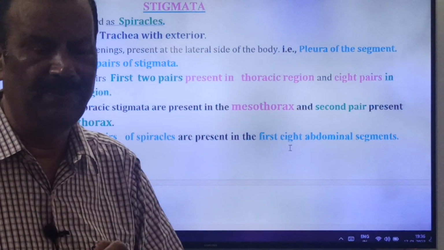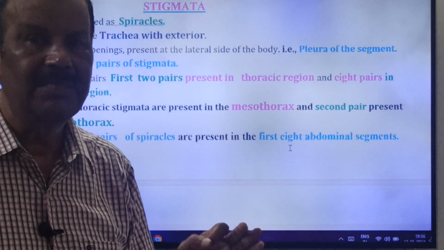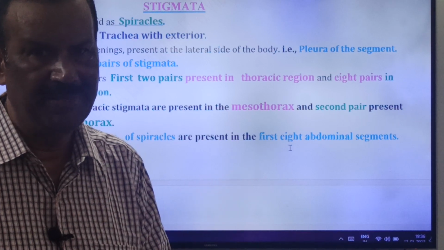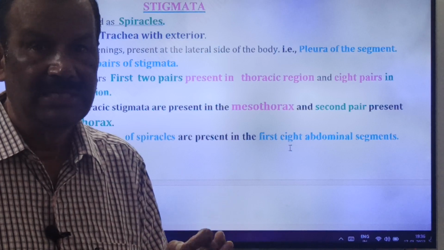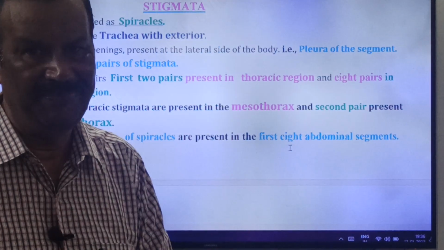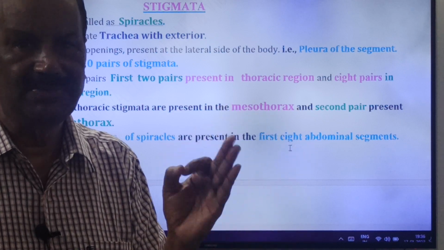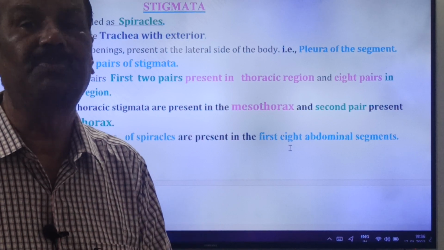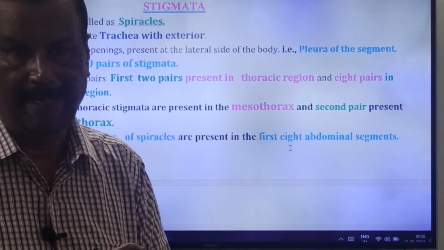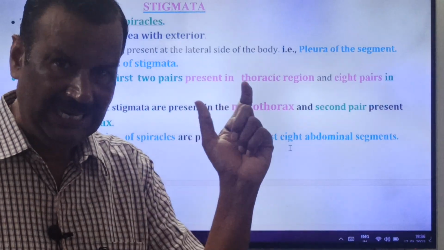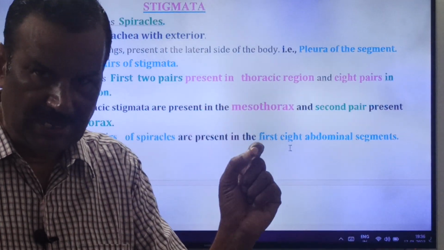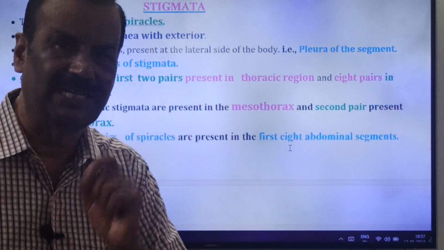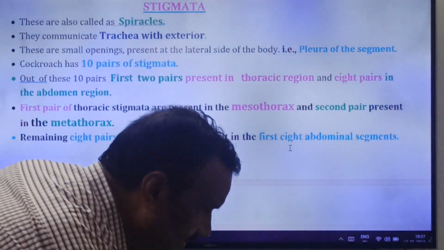Friends, here there is a question to you. Name the segments of cockroach which do not have spiracles, which do not have stigmata. See, friends, the head segments have no spiracles. First thoracic segment, that is prothorax, has no stigmata. Next, last 9th and 10th abdominal segments also have no spiracles. So spiracles are absent in the head region, prothoracic segment and last segments of the abdomen, that is 9th and 10th segments. Okay friends, that is about the stigmata.